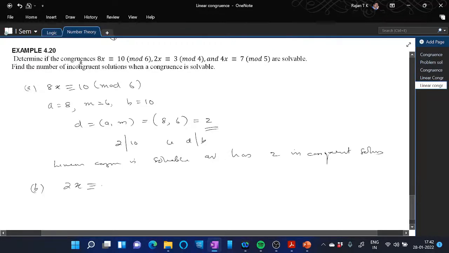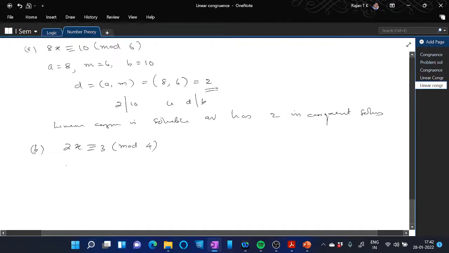2x ≡ 3 mod 4. Here A is equal to 2, B is equal to 3, M is equal to 4. Calculate D, which is GCD of A and M, GCD of 2 and 4, which is 2. But 2 does not divide 3. That means here D does not divide B.